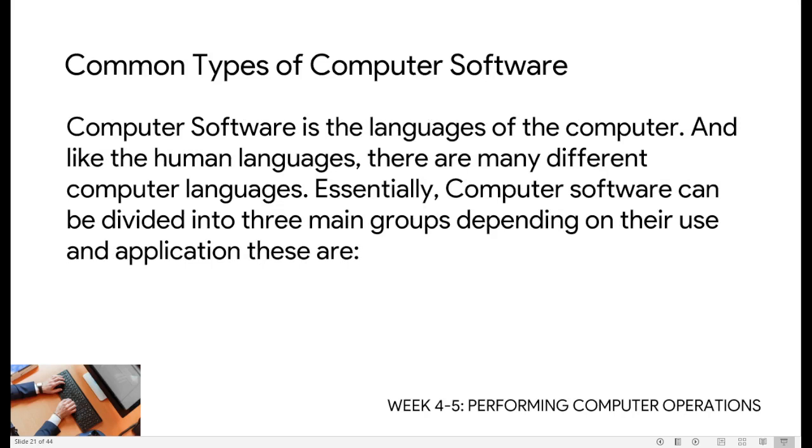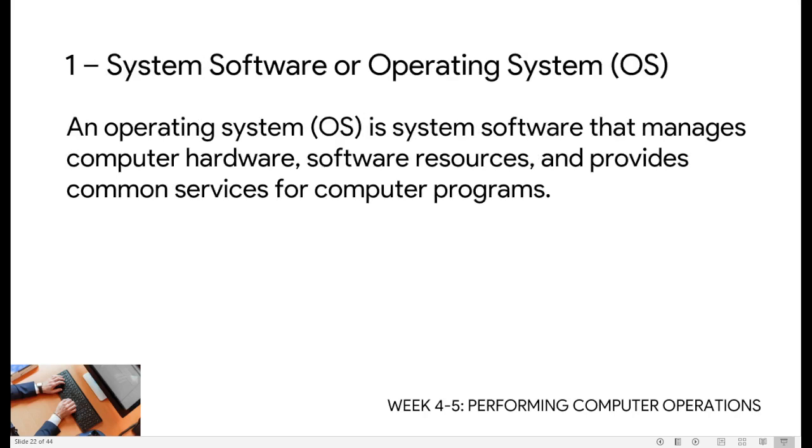Ito, we will be able to discuss the different types of computer software. Computer software is the language of the computer. This way, it will be able to communicate between the hardware and the software that will work together in a single computer. Like the human language, there are different computer languages. Ang computer language will be discussed later on. Essentially, computer software can be divided into three main groups depending on their use and applications. These are number 1, operating system.